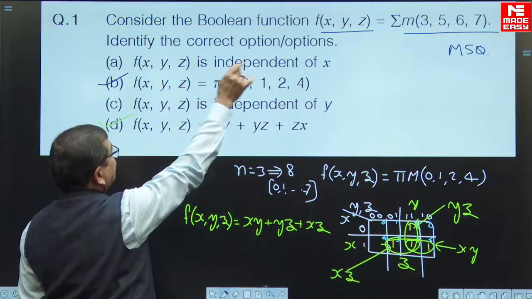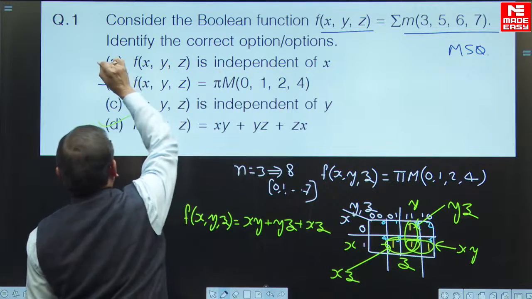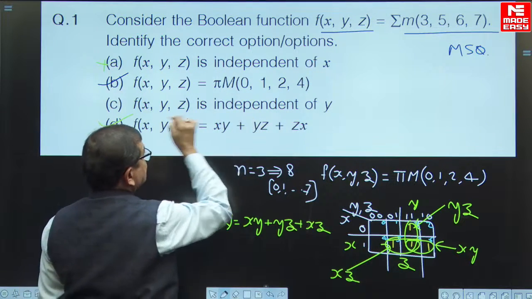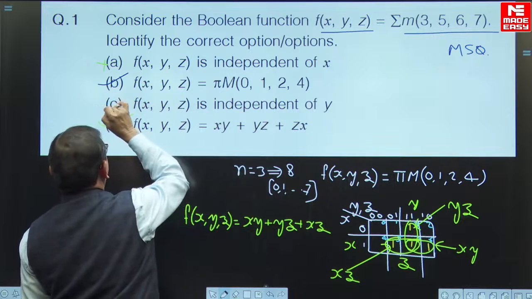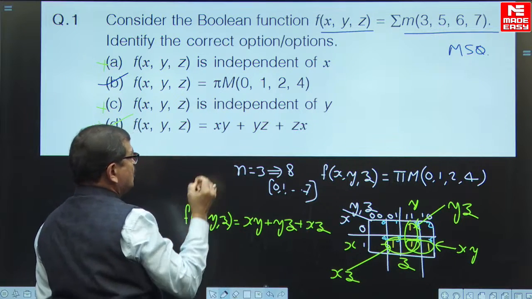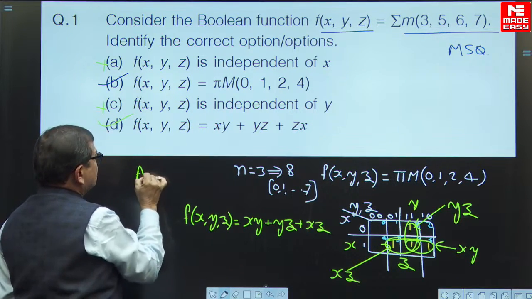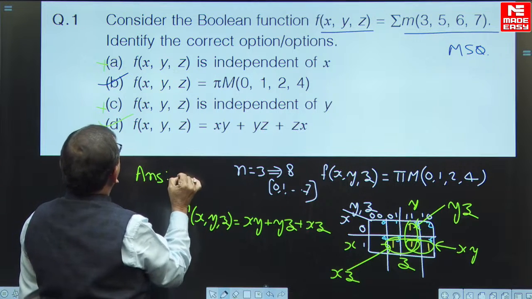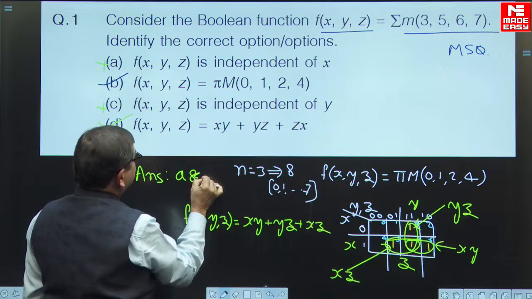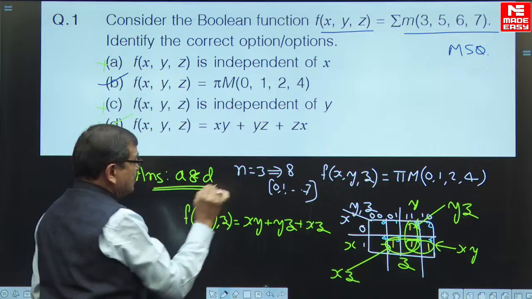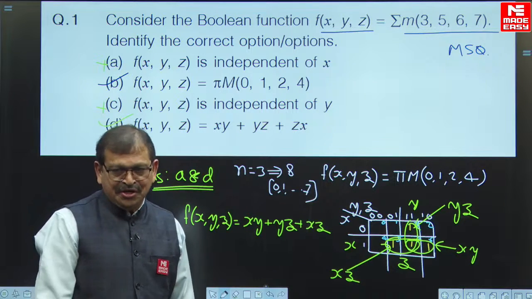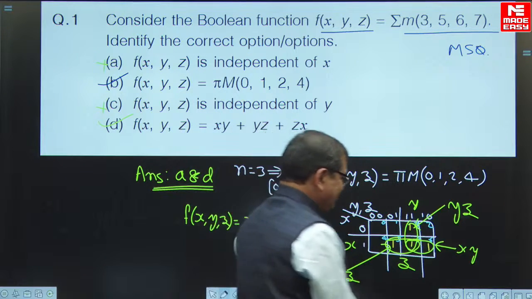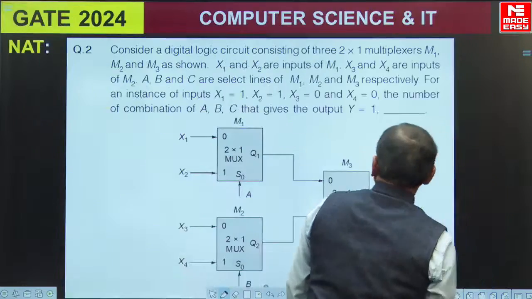And coming to option A, it is mentioned it is independent of x, it is wrong. It is depending upon the x. It is independent of y, it is wrong because it is depending upon the y also. So for this question we are having the answers as A and D. The answers are A and D. Let us move to the next question.